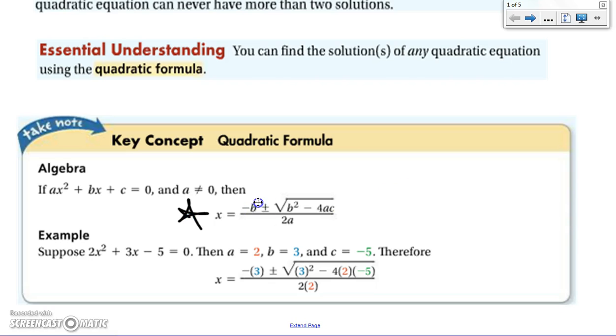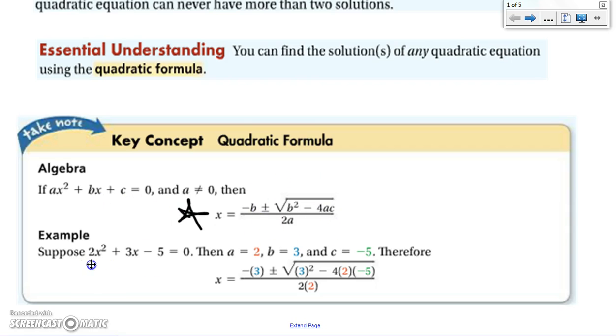x equals the opposite of b plus or minus the square root of b squared minus 4 times a times c, all over 2a. Some of you may or may not have learned this before and learned a song with it. It can help you when you are writing it out if you have the song going through your head. So you are going to be using your values of a, b, and c to plug into the quadratic formula.